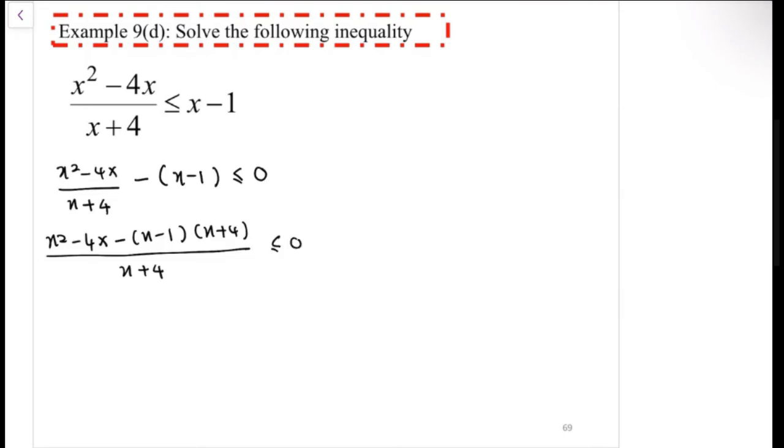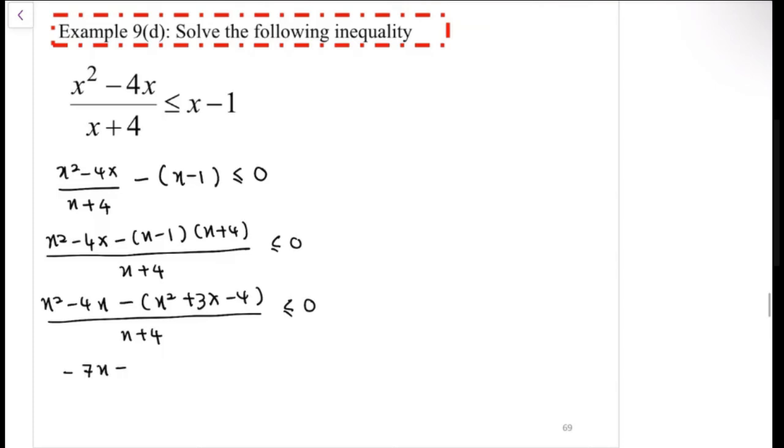Alright, after that you have to expand, no other choices. So I get x squared plus 4x minus x, so plus 3x minus 4 divided by x plus 4. Last part, simplify this up, we get negative 7x plus 4 divided by x plus 4.